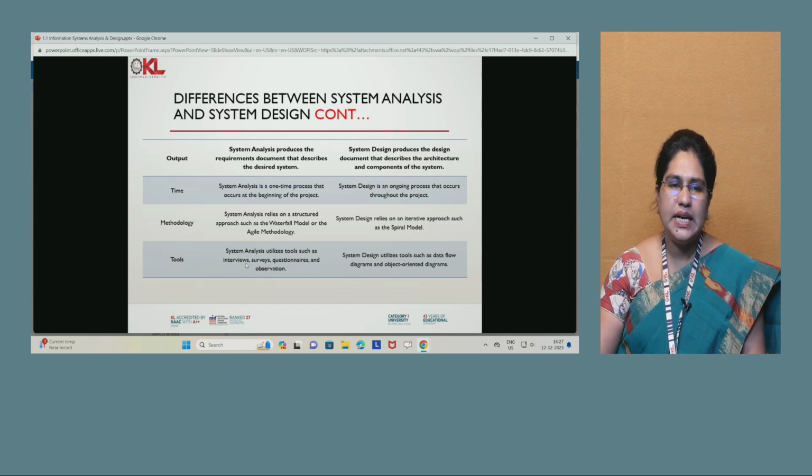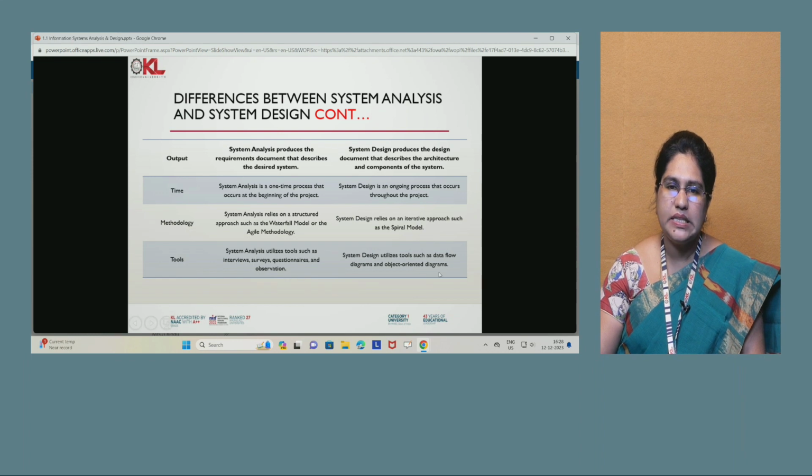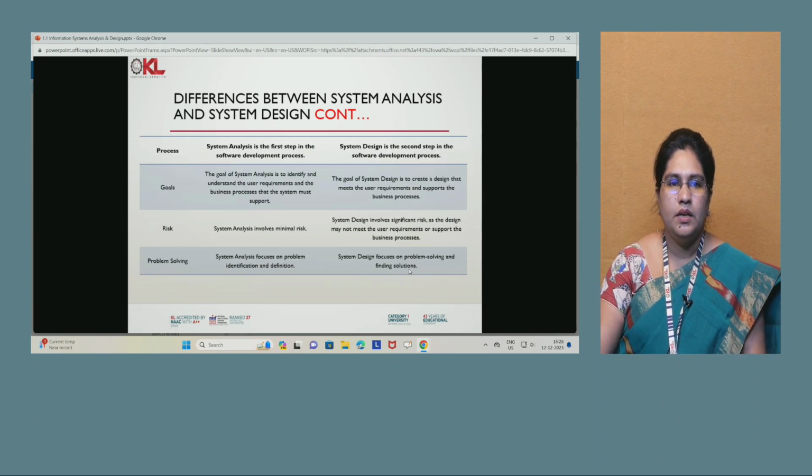And the tools which are used: in system analysis, with the help of interviews, surveys or questionnaires, we can use observations. Now we can gather the data and that data can be analyzed. In the system design, we can use data flow diagrams or object oriented diagrams.